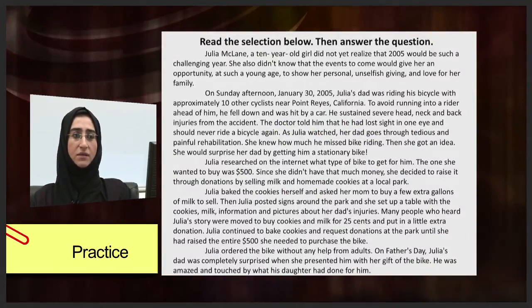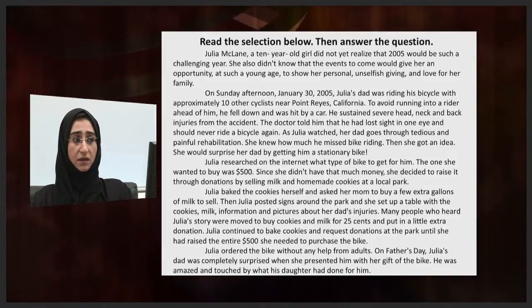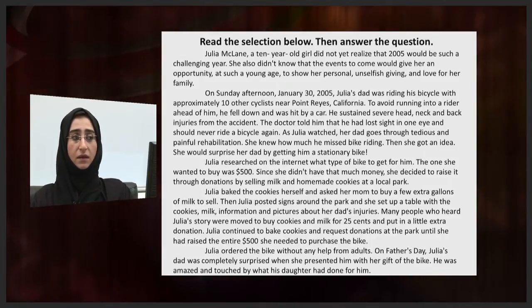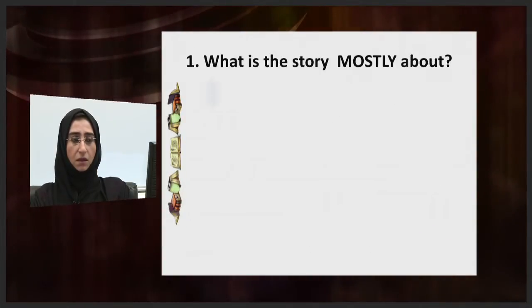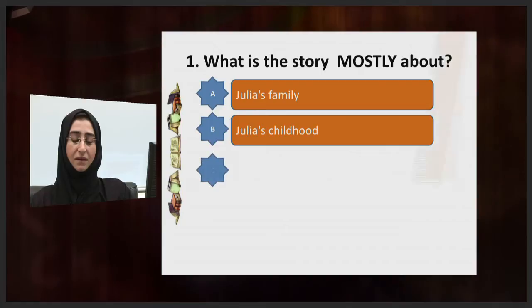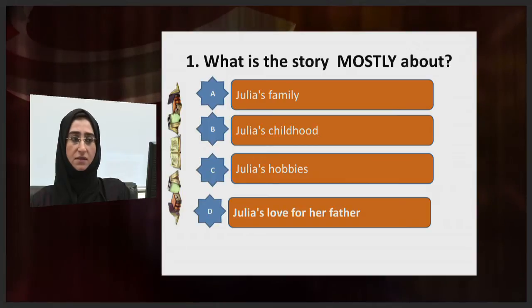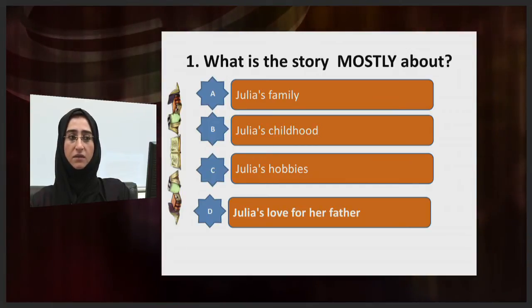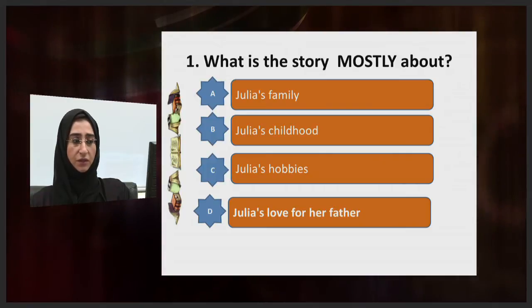Here is a reading text, and this time we're having a story about a young girl. Her name is Julia, and let's start with the first question. As we said before, there is a certain question that is about the main idea. Number one, what is the story mostly about? So it asks about the general idea of the story. Is it about Julia's family, Julia's childhood, Julia's hobbies, Julia's love for her father?